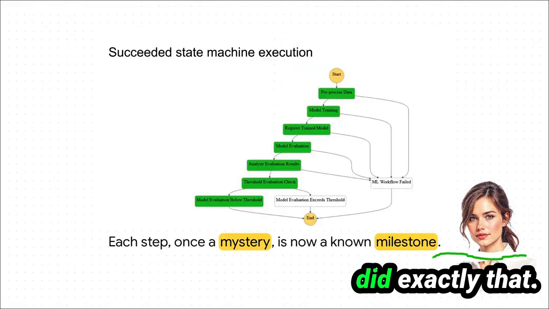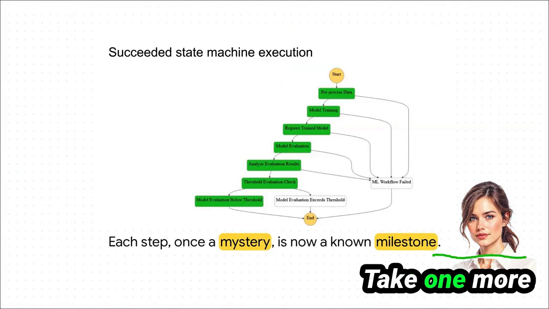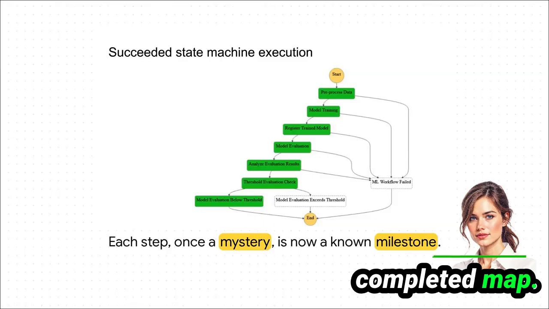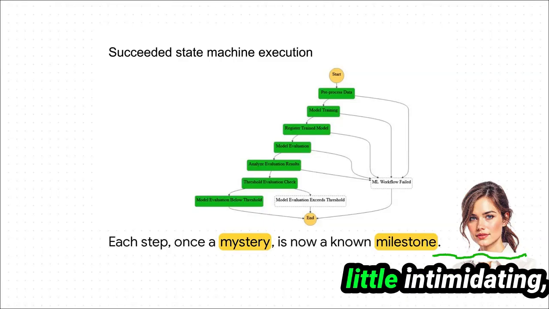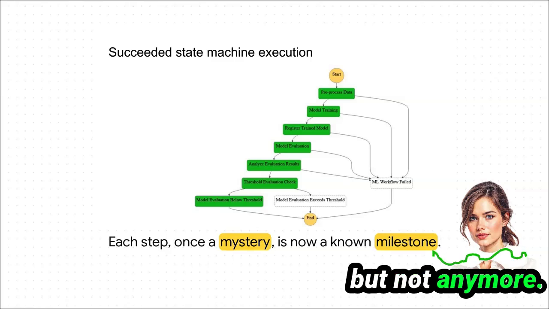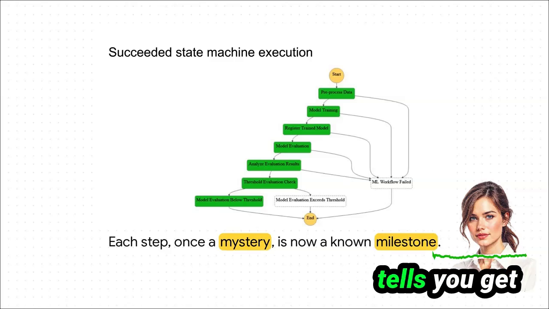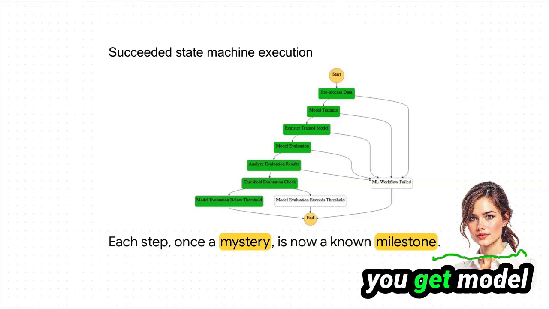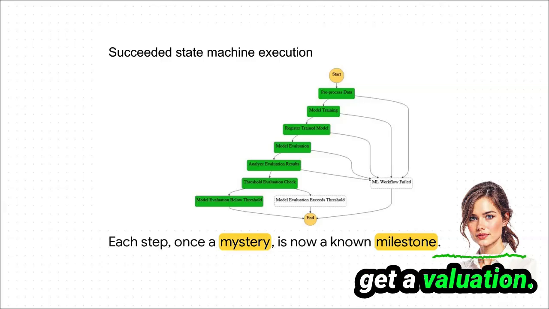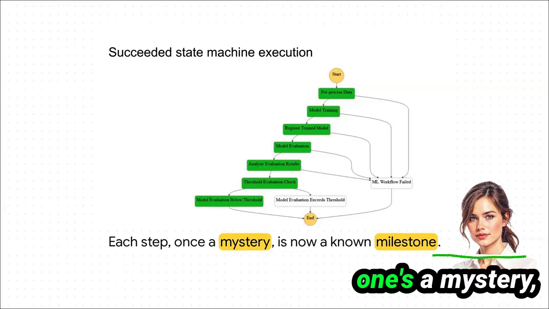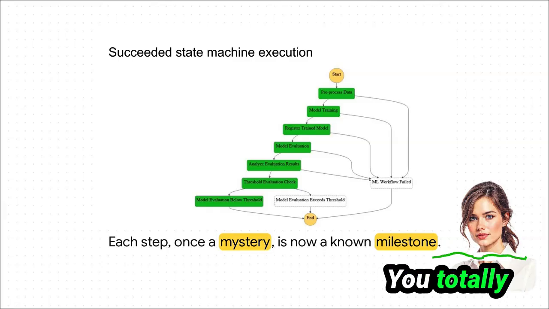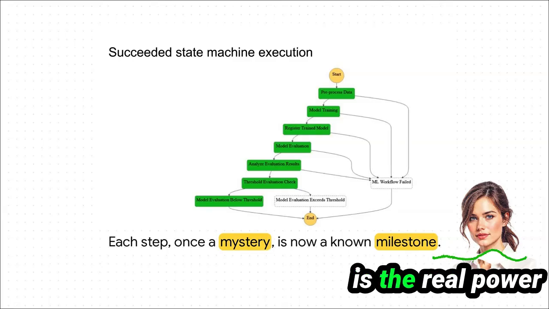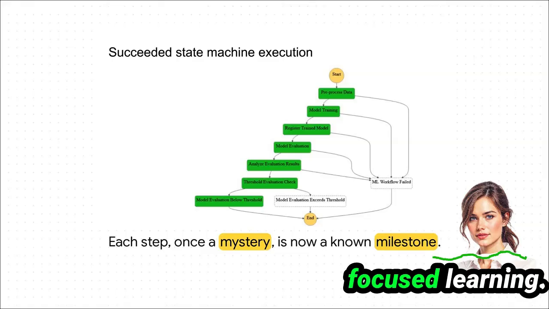And today, you did exactly that. Take one more look at this completed map. Before we started, this might have looked kind of complicated, maybe even a little intimidating. But not anymore. Now you know the story it tells. You get pre-processing, you get model training, and you get evaluation. Each of these green boxes, once a mystery, is now a familiar milestone on a journey you totally understand. That is the real power of consistent, focused learning.